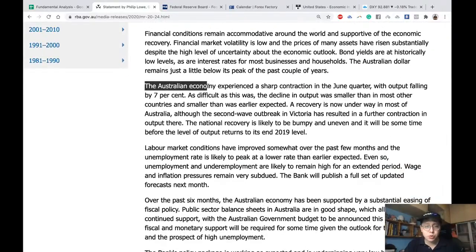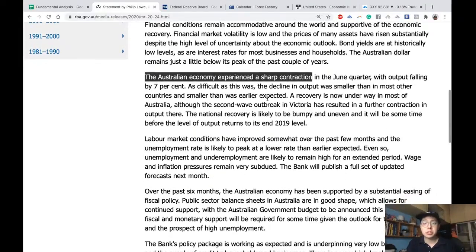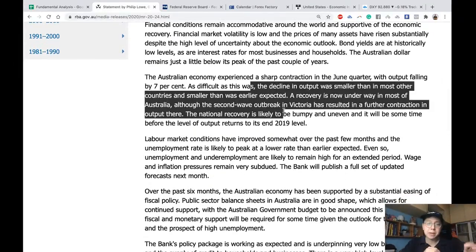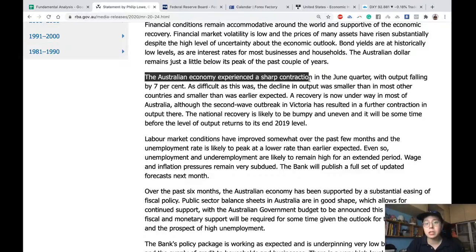Then they talk about global first, around the world. Then they talk about the Australian economy experiencing a sharp contraction. Contraction means it shrinks. So again, it means that the economy is not good. Of course they go into the details of which perspective of the economy is not good. But basically, it tells you right at the first line here, the economy in Australia is not good.